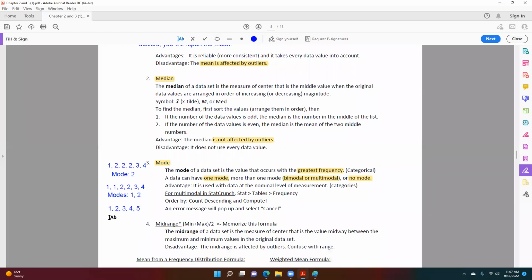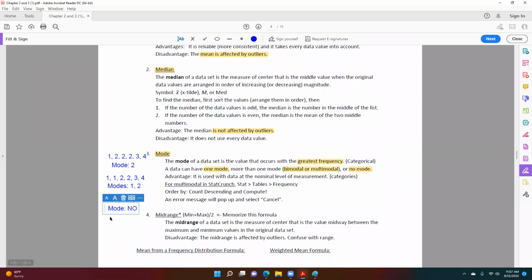So if you have a data set like 1, 2, 3, 4, 5, then your mode in this case will be no mode. In order for us to have no mode, your frequency is the same for each data. So if you have no mode, that means they all show up with the same frequency. Everyone here shows up only once. So that's no mode.